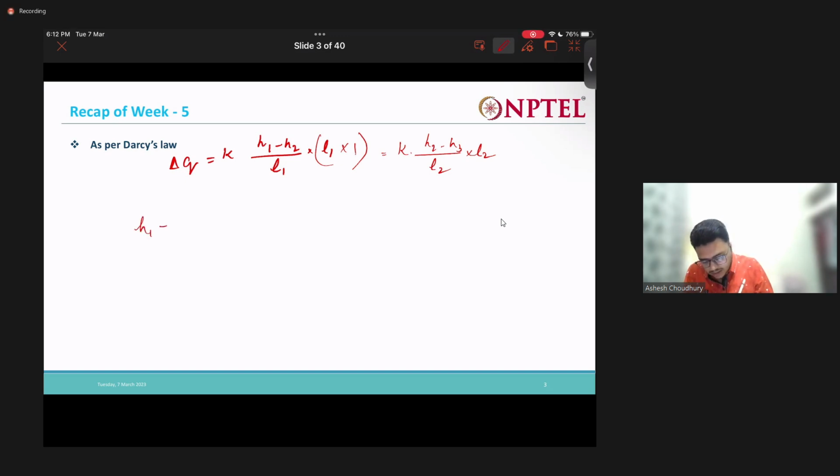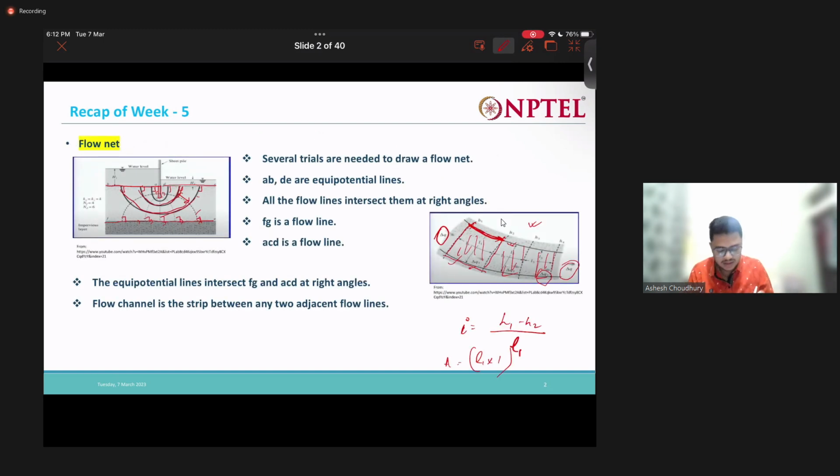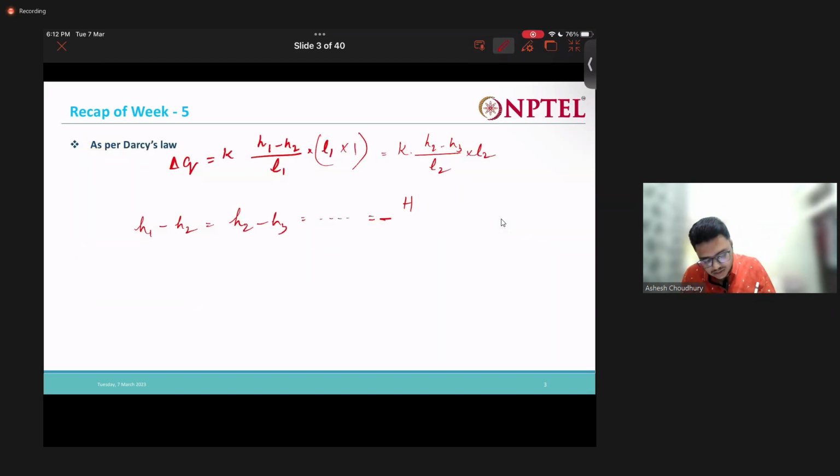Now all the head drops, h1 minus h2, h2 minus h3, all these are equal to the total head drop while a flow is occurring. There is some total head loss, right? So each drop is the total head loss divided by the number of potential drops, equal to h by Nd. So what can we write? Delta q is equal to k into h by Nd, as the lengths get cancelled out.